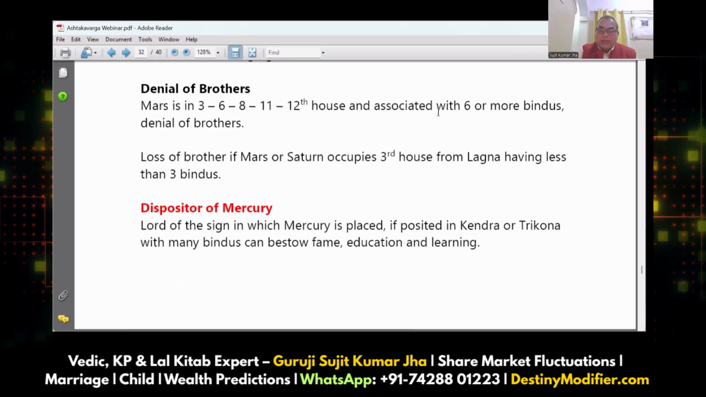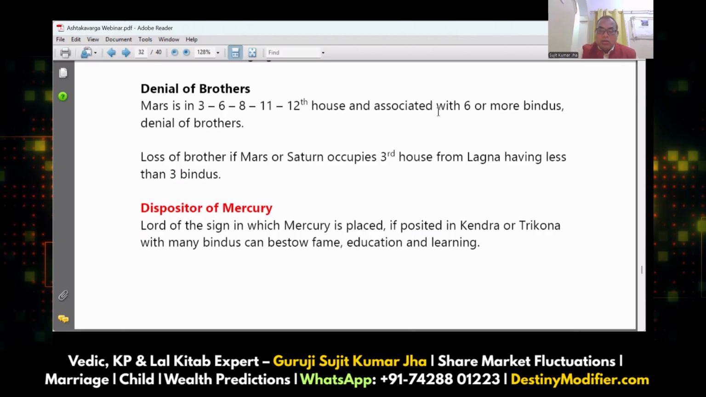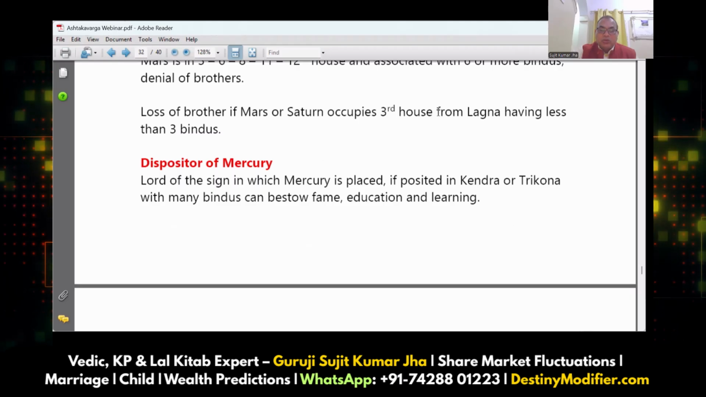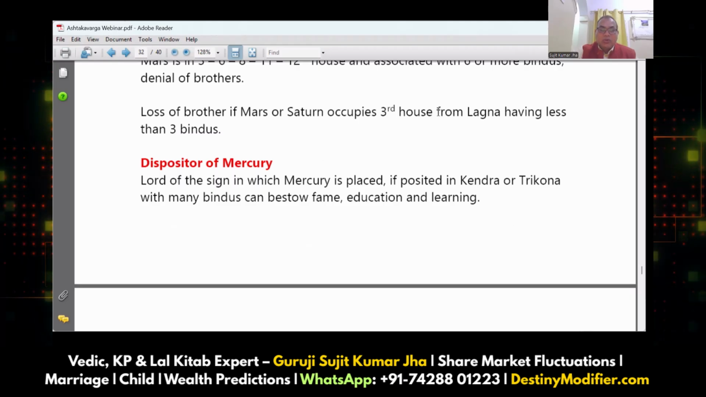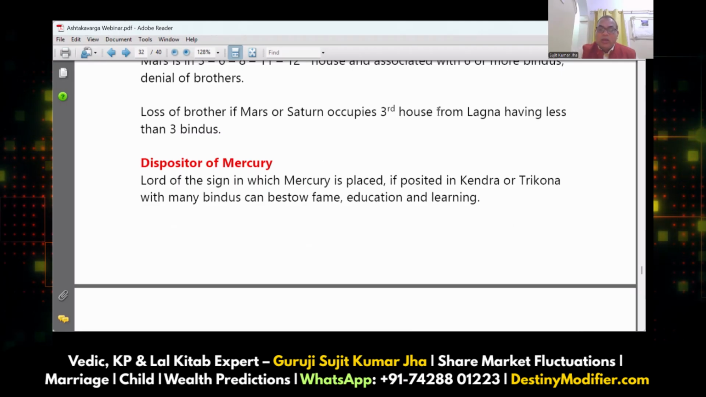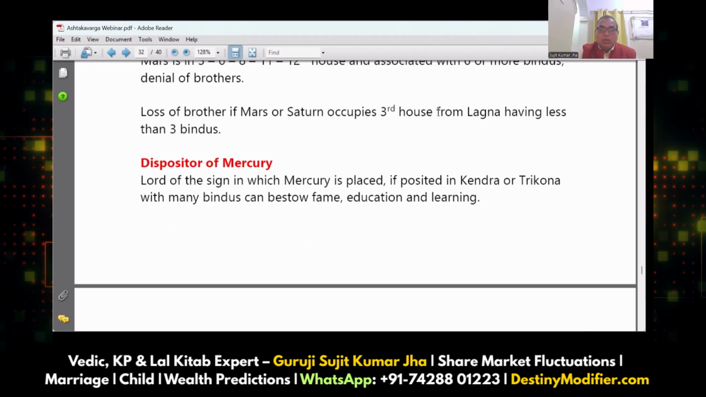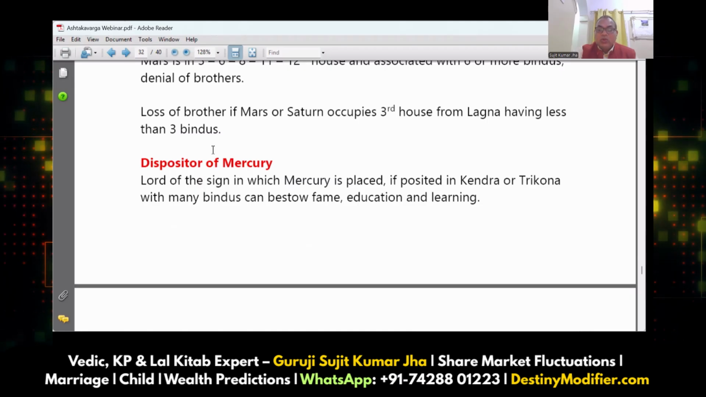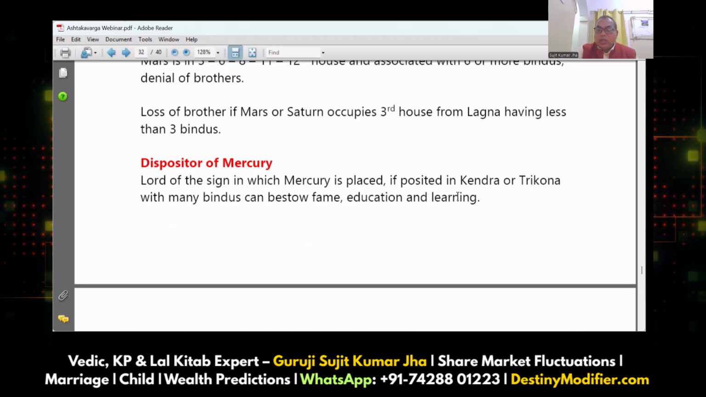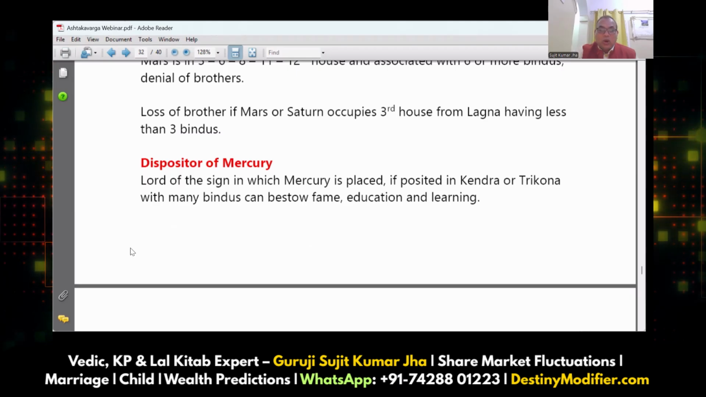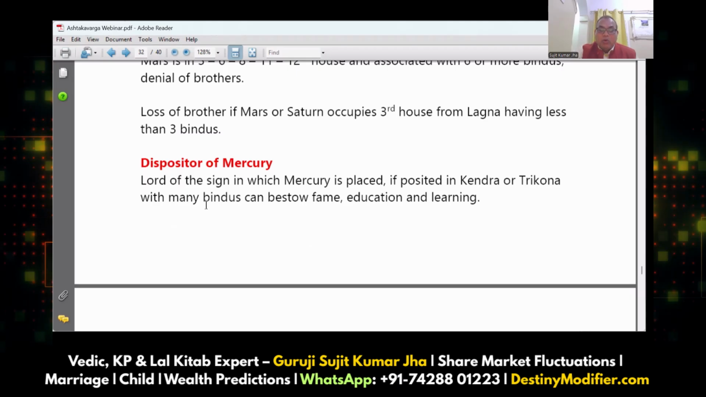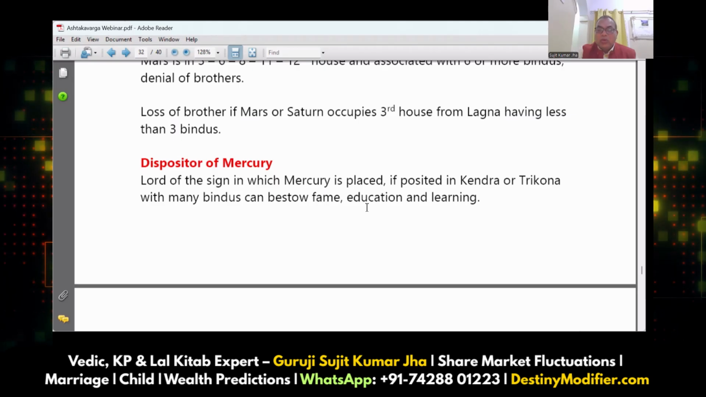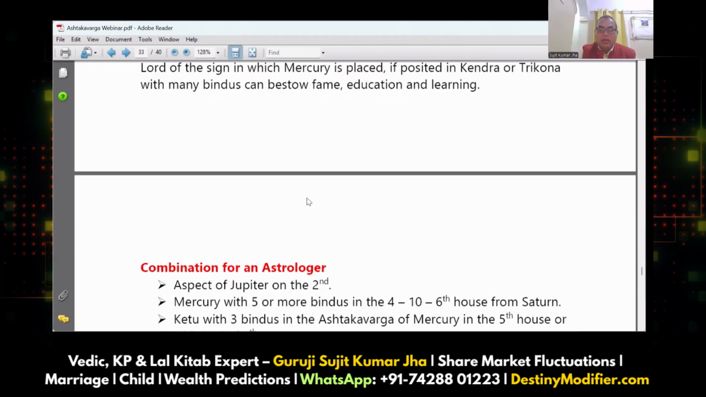Now see, voice, meaning how I am speaking, is represented by Mercury. So speech we can find from Mercury's 2nd house. First we have to identify the strength of Mercury. How? First we have to see the dispositor of Mercury, the lord of the sign in which Mercury is placed. If posited in Kendra or Trikona and having more than 4 bindu, it means the native will get fame, good education, and have learning ability.